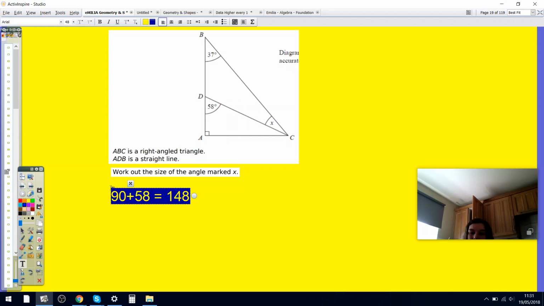Yeah. And then you take that from 180. So then that's 32. So then that's what that angle is. So then to work out the other angle, do... because we don't know exactly what that is.